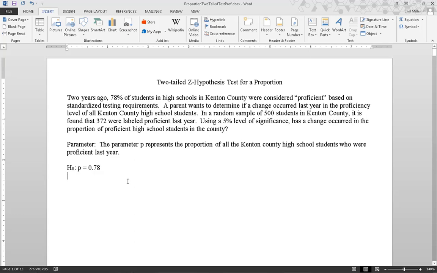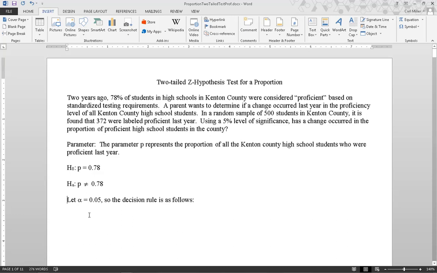So P is 0.78. Under the alternative, we want to know if there's been a change. Now a change means the number is not 0.78 now. That means it could have gone down or it could have gone up. In this case, we're looking for either change. So the alternative hypothesis, H sub A, is P is not equal to 0.78.